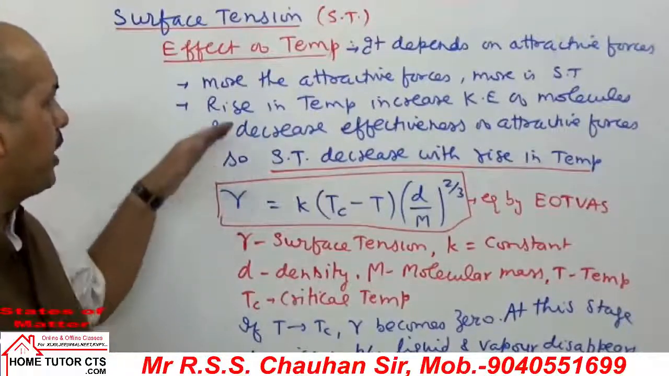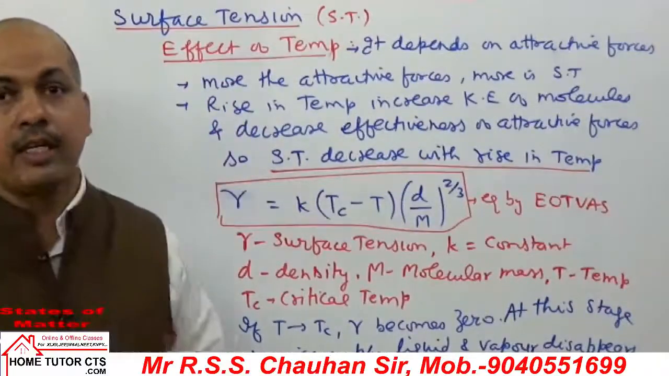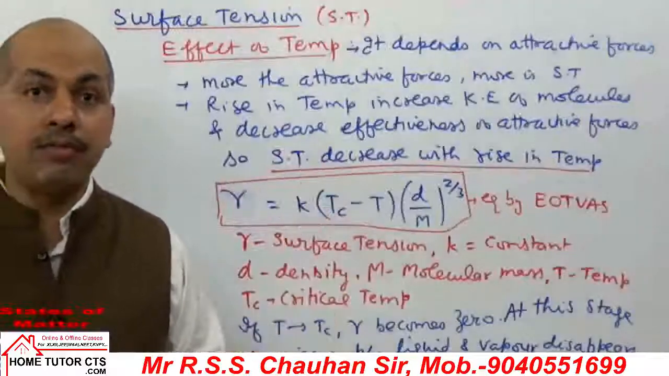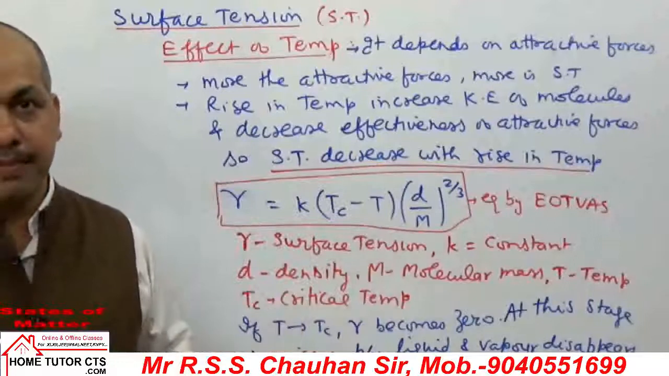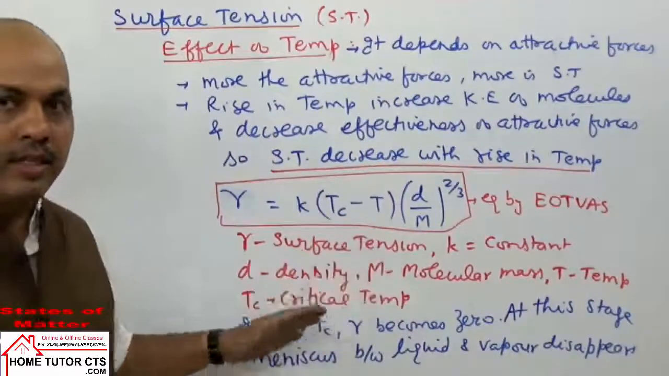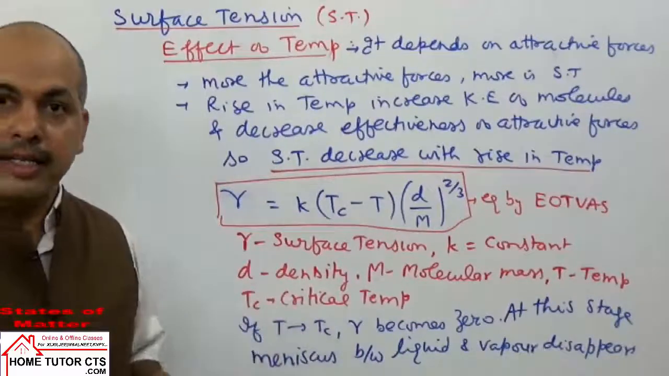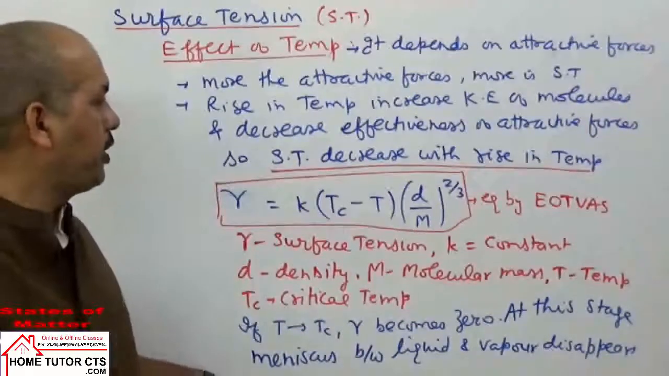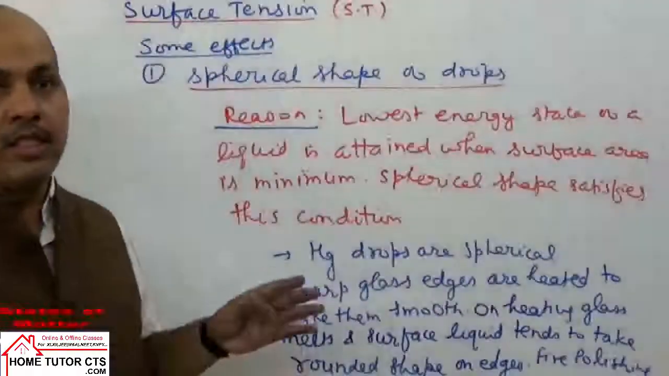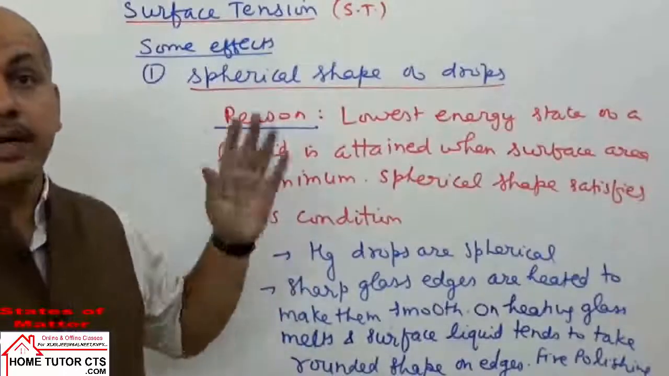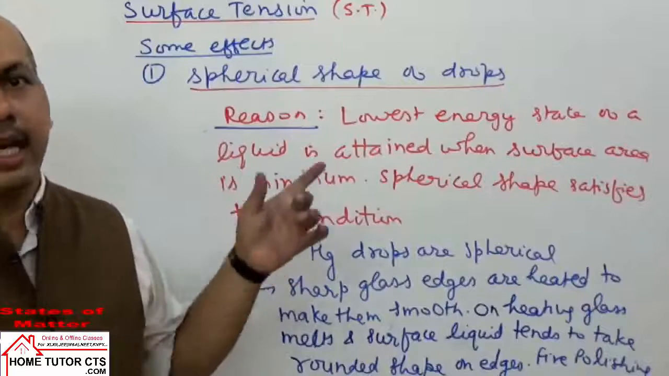After the effect of temperature, we also have some surface active substances like soaps and detergents. They also decrease the surface tension by decreasing the interparticle tension. Okay, so we can take the next. Now let us take some applications, some effects. We will take two effects mainly here: one is the spherical shape of drops of liquids, and second is capillary action.